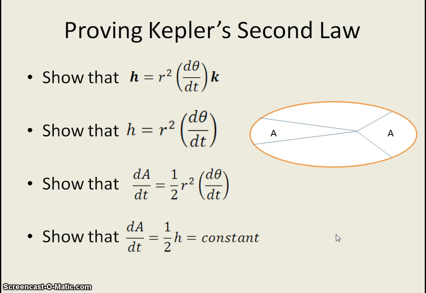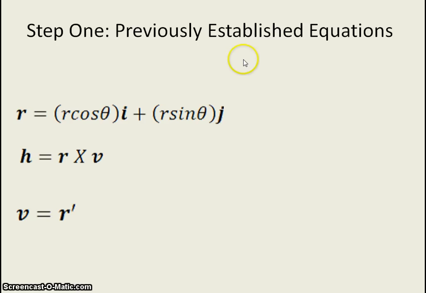Okay, so to start off by proving Kepler's second law, we'll follow these 4 steps as outlined in the textbook. The first step: these are the previously established equations that you need to know before beginning. So r equals r cos theta in the i direction plus r sine theta in the j direction. And then h equals r cross v, and v is the derivative of r, so it's velocity and position.